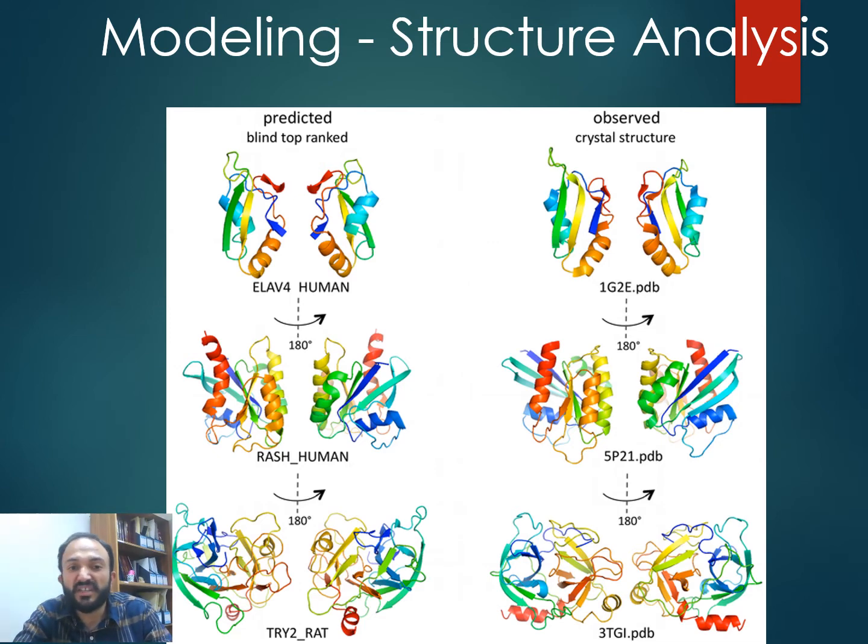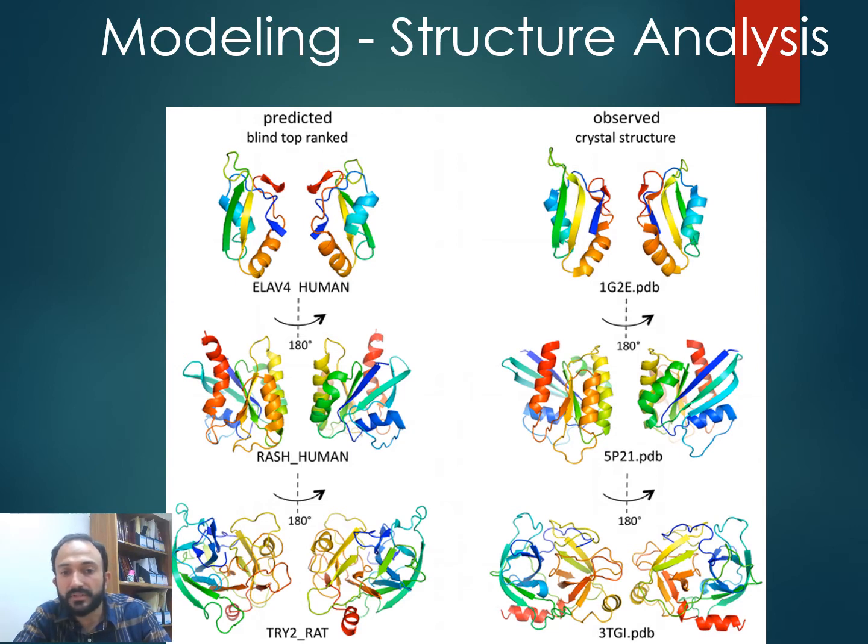So here you can see, based on the observed, these are the predicted sequences of different proteins. For example, ELA-V4 is one protein of human, and then RASH is one protein.